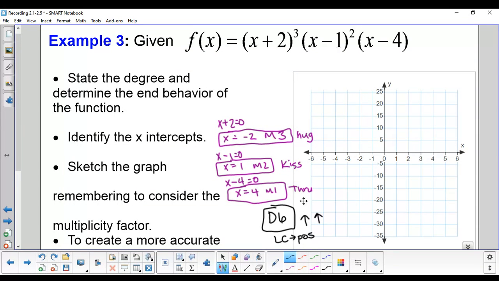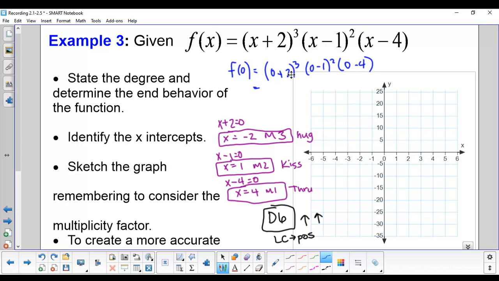The last thing I do always want to find before jumping over to the graph is my y-intercept. And to get that, I'm going to plug in 0 for all my x's. So I'd have 0 plus 2 to the 3rd power, I'd have 0 minus 1 squared, and I'd have 0 minus 4.